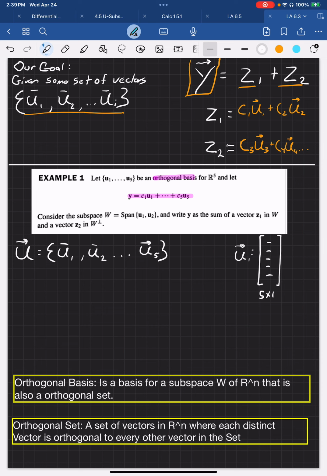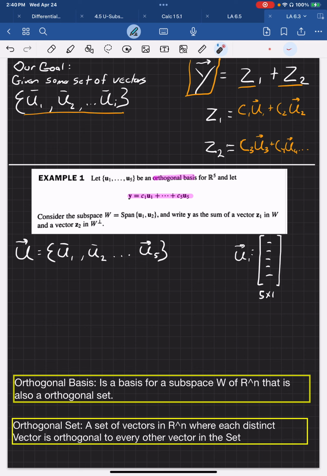Now, what does it mean to say let it be an orthogonal basis? Well, I'll read orthogonal basis, but then we'll also have to make sure we understand some of the language there. Remember, we know what a basis is. An orthogonal basis is a basis for a subspace W of some Rn that is also an orthogonal set. In other words, an orthogonal basis for a subspace W is a basis with the additional property that it's also an orthogonal set.